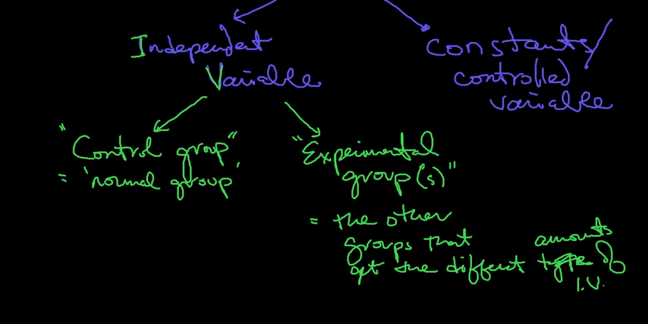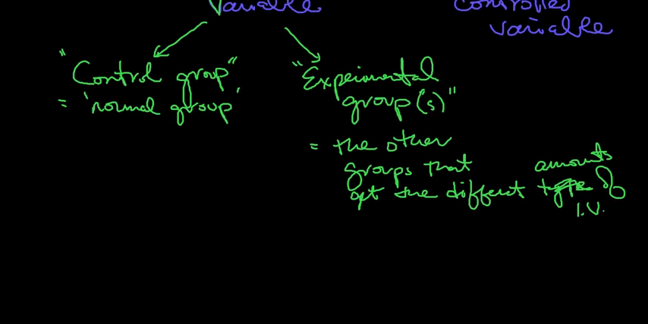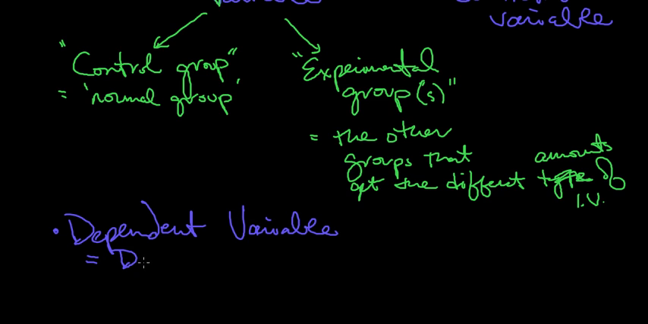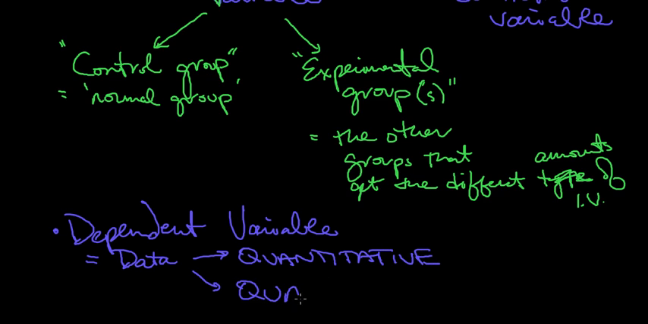But after you do all of that, there's one more thing that's changing that you have to collect. And this is the dependent variable. And this really, I think of as the data that you're collecting. And the data could be quantitative or qualitative. And these should not be new words for you, but if they are, let's talk about them.